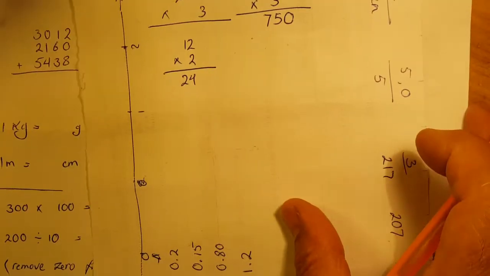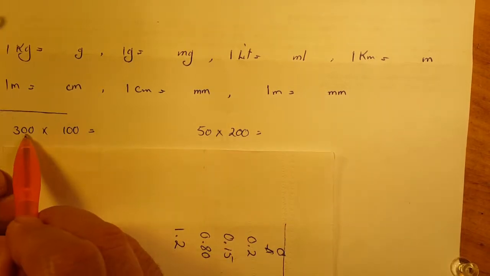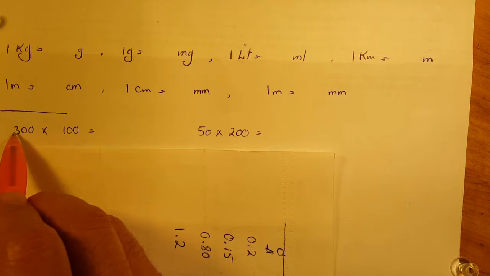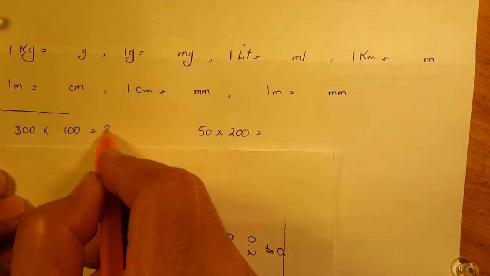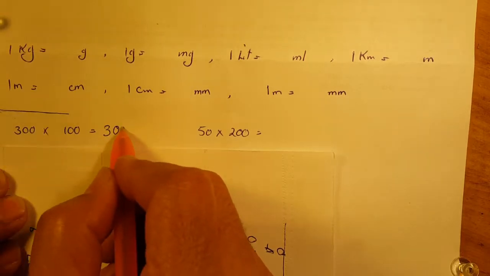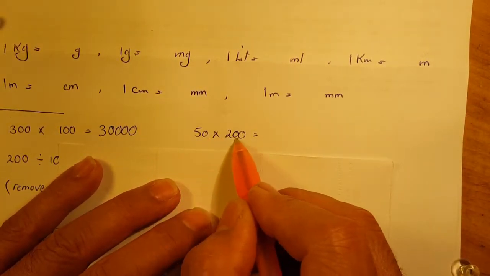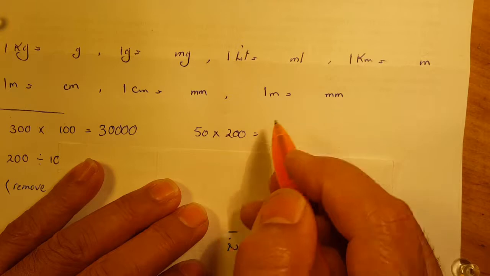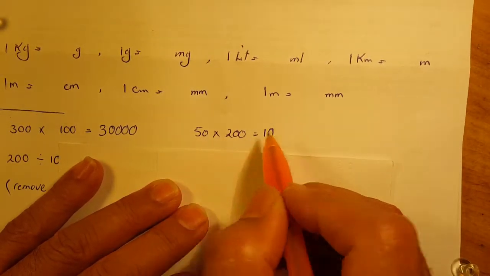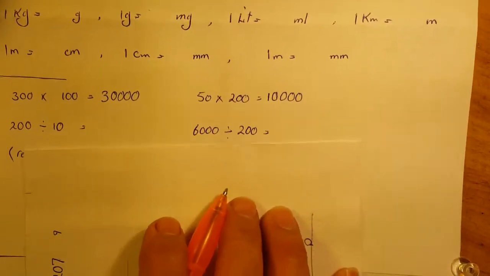I have some more examples here. For example, 300 times 100. I just multiply 3 times 1, which is 3, and then add 1, 2, 3, 4 zeros. Another example, 50 times 200. 5 times 2 is 10, and then add 1, 2, 3 zeros later on.